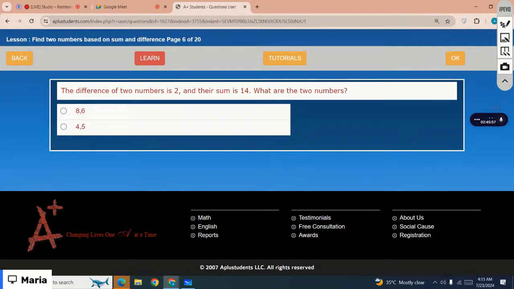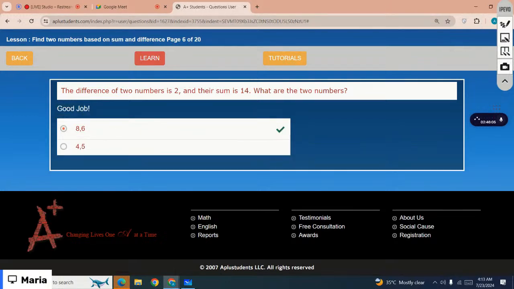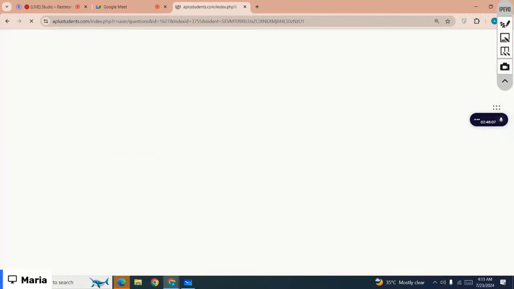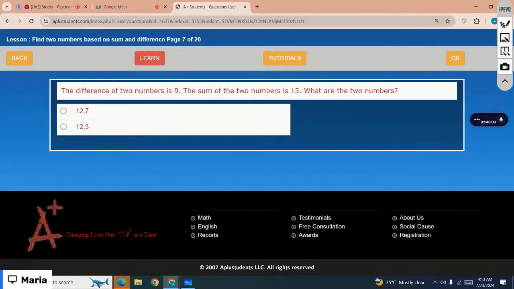The correct option is yes, option number 1 is the correct option. 8 and 6 is the correct option. The difference of two numbers is 9. The sum of the two numbers is 15. What are the two numbers? So which is the correct option?